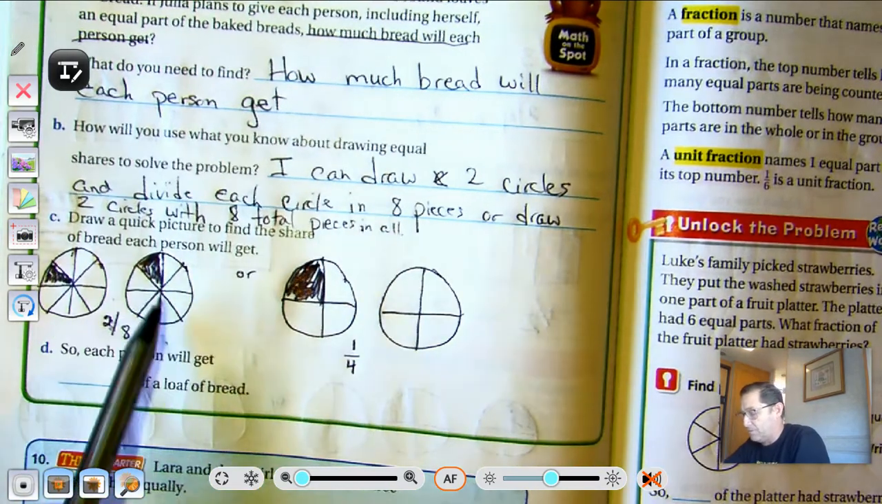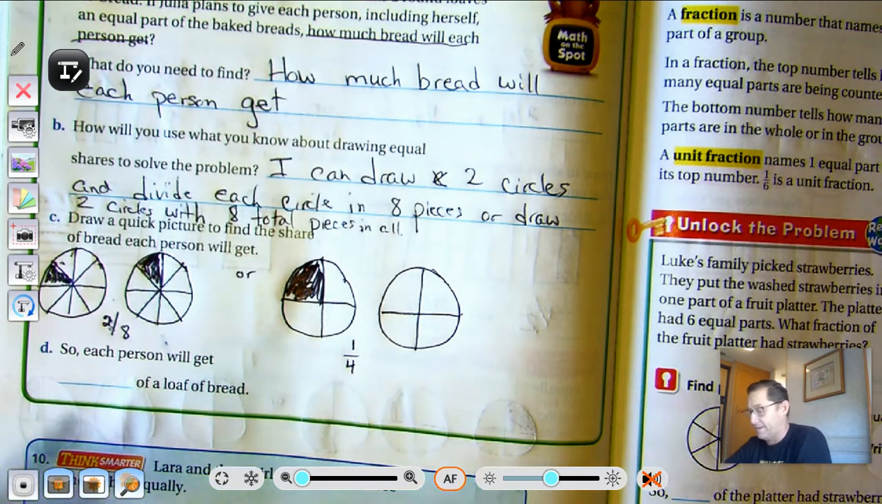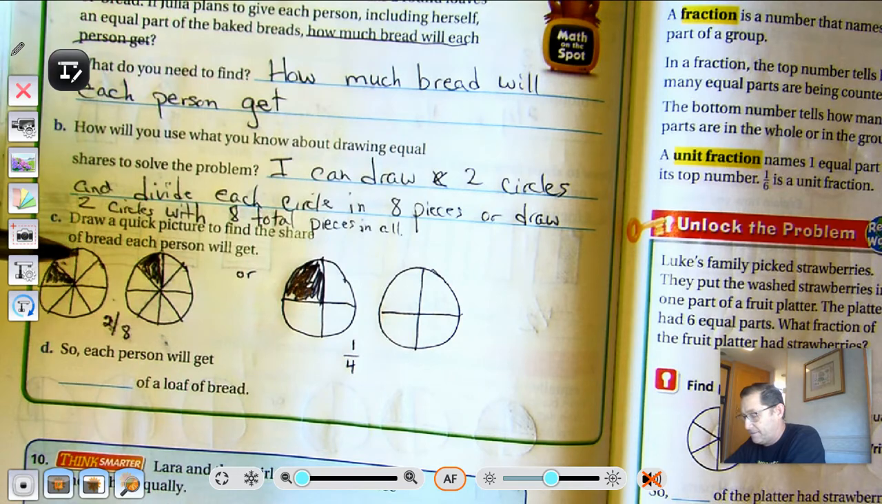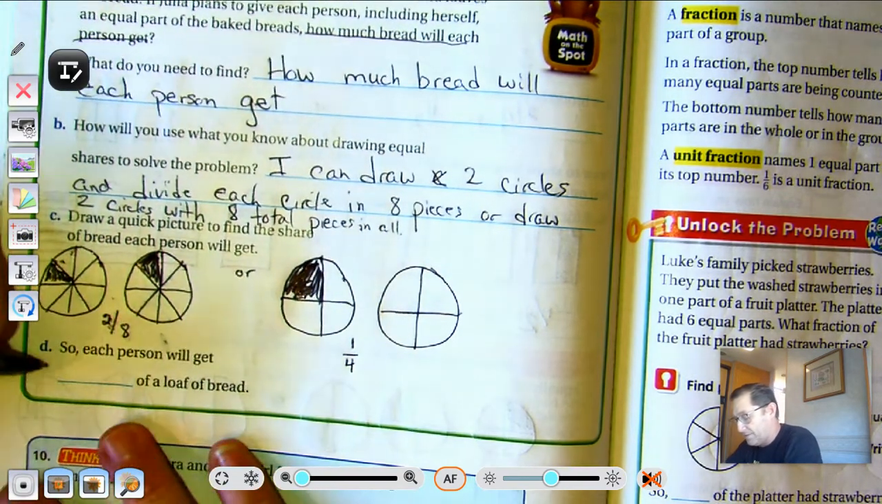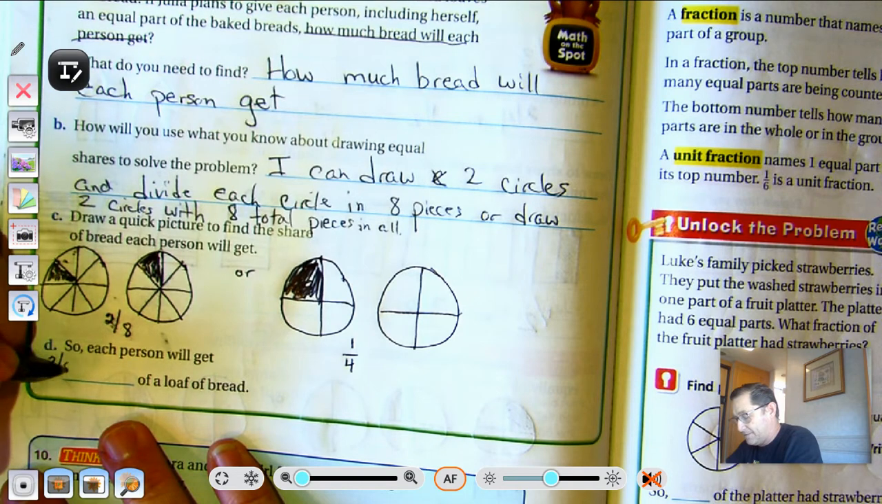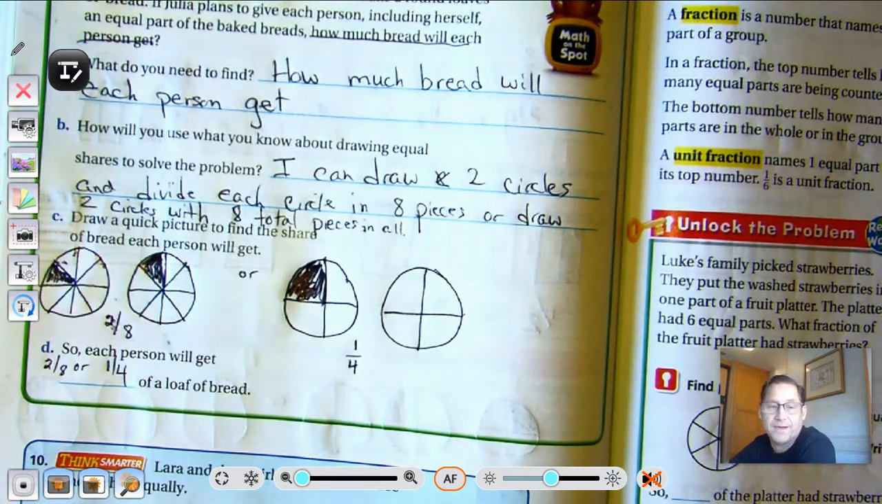Okay? And look, if we put this together, it's the same amount, right? This piece here comes here, it would match this one. So each person will get 2/8 or 1/4 of a loaf of bread.